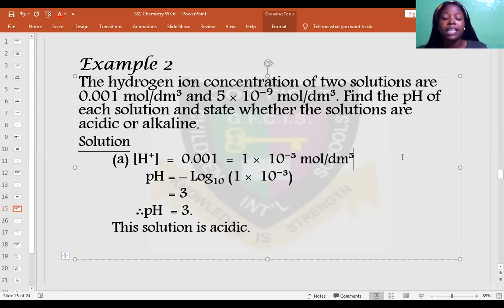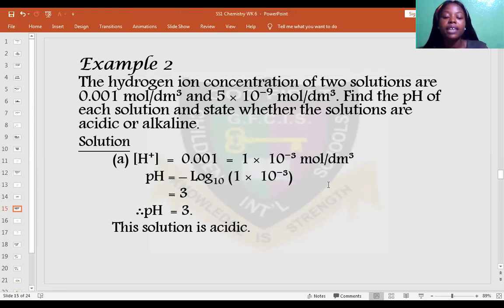So for the first one, the hydrogen ion concentration is 0.001, and if you express that in standard form, it is 1 times 10 raised to power minus 3 mole per dm³. Hope we are following that. So pH is equal to the negative log of 1 times 10 raised to power minus 3, which is equal to 3. Remember when I said that if you are given a solution and the hydrogen ion concentration is 10 raised to power minus anything, you take that power as the pH. You don't need to use a calculator for this. But if you want to be so sure, look for log 0.001 to give you minus 3. So the pH is 3.